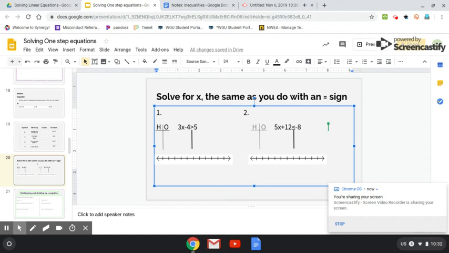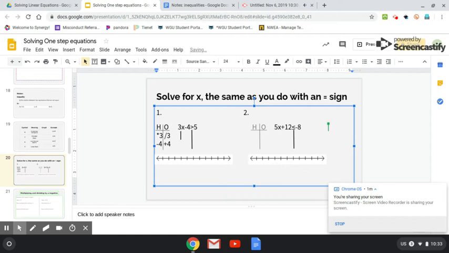Okay, so what's happening in the equation 3x minus 4 is greater than 5. What's happening to x is that we're multiplying by 3, so I'm going to write multiplying by 3, and the opposite of that would be to divide by 3. We are also subtracting 4 from x, so the opposite of that would be to add 4. I'm going to do the opposite of what's happening to the equation.